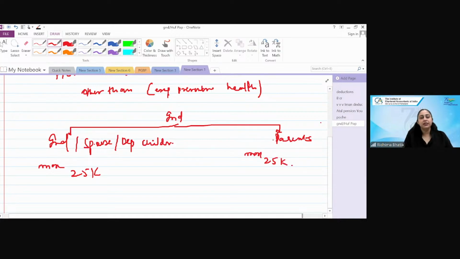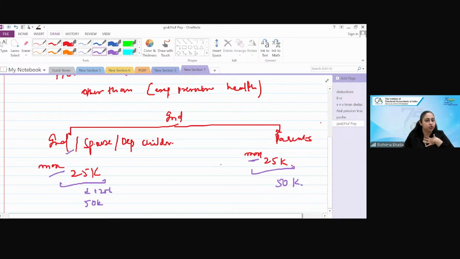Parents मतलब parents does not include your mother-in-law or father-in-law. Parents मतलब खुद के parents. Okay. Now maximum 25,000 here, maximum 25,000 here. But if any one of them, suppose individual is himself a 60 plus year individual and a resident, or I am not 60 plus, but my spouse is 60 plus, or any one of my parents is 60 plus, this 25K limit goes up to 50K here and 50K here. Maximum I'm writing. Okay. So पहले limit समझना is very important.